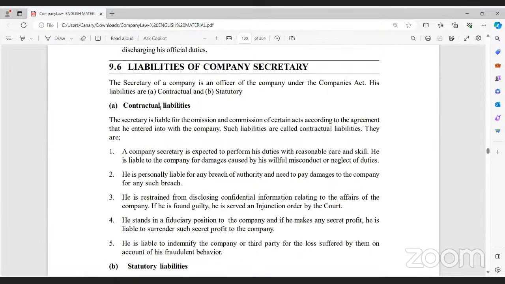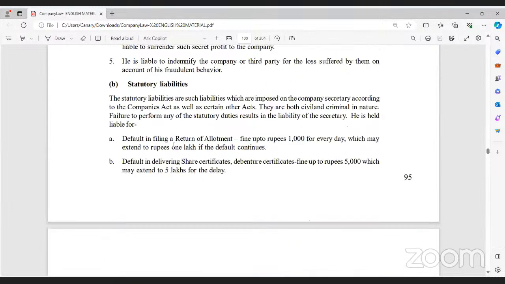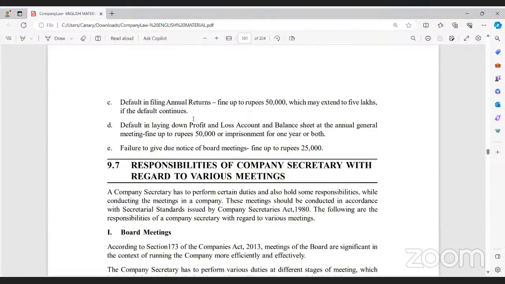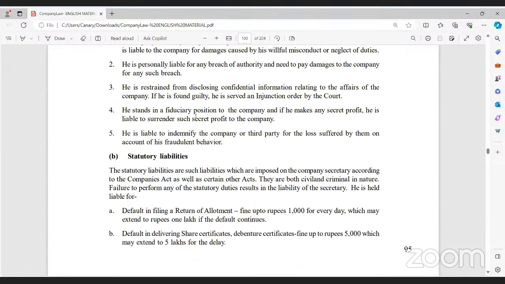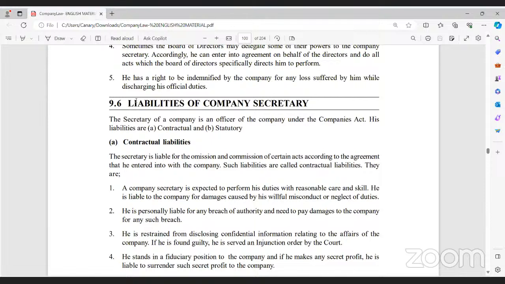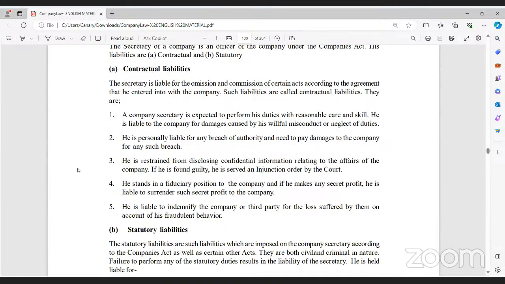Coming to the liabilities: contractual liabilities and statutory liabilities. What are the contractual liabilities? As mentioned earlier, he is the first company secretary appointed by the promoters, and he enters into certain agreements and contracts on behalf of the company. So if he makes any omissions or violations of agreements, he will be liable. Let us see what they are.